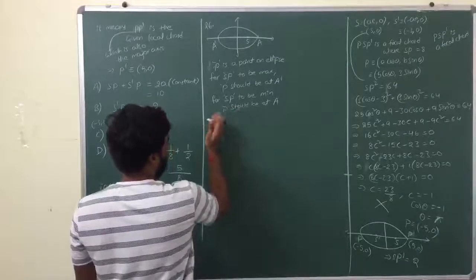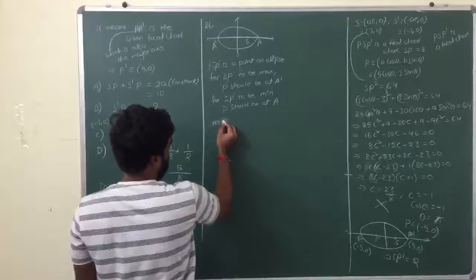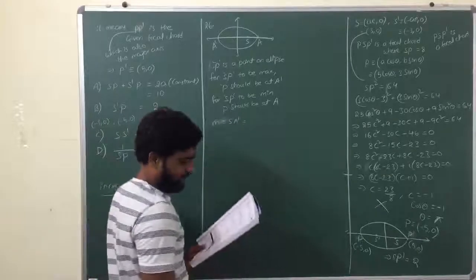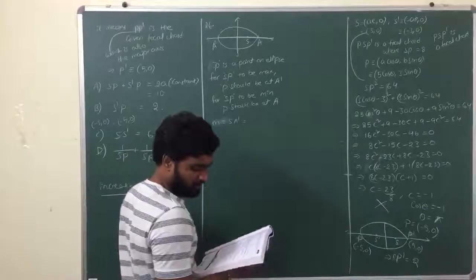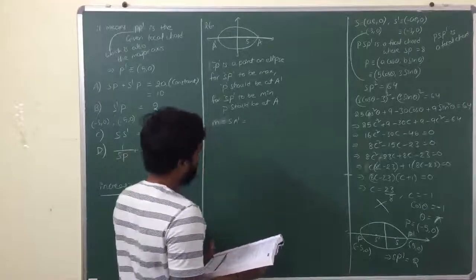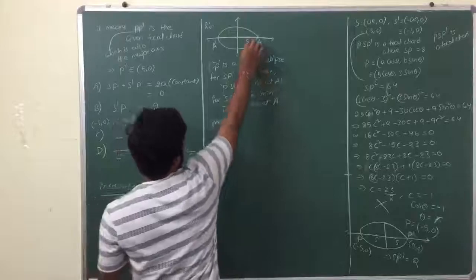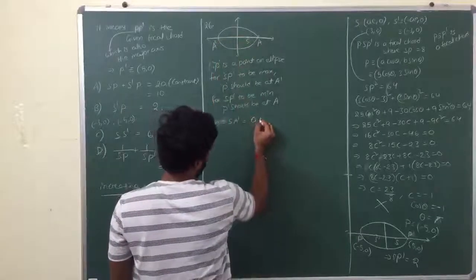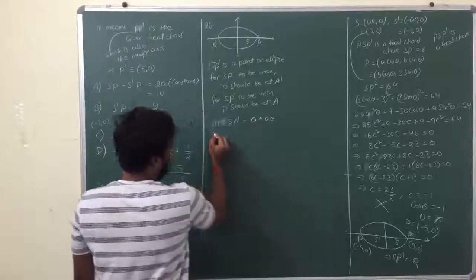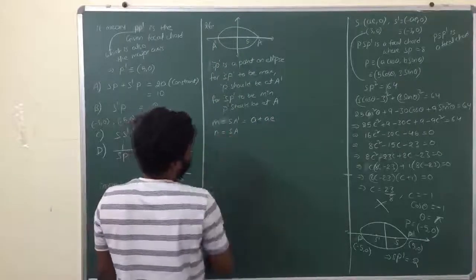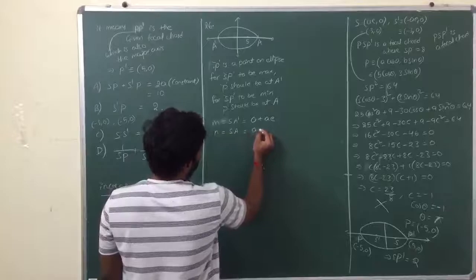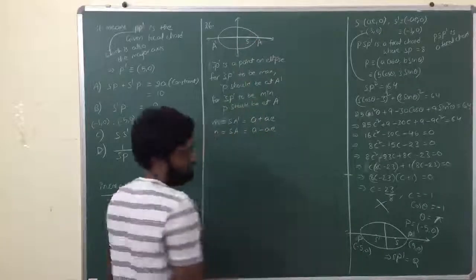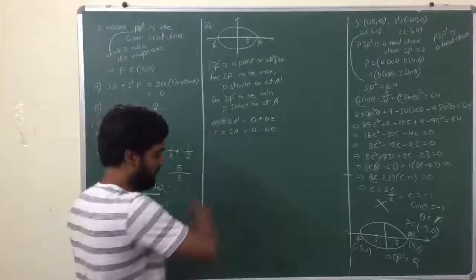Maximum is SA dash, which is M, and minimum is N. Tell me, what is SA dash? A plus AE. N is SA, which is A minus AE.